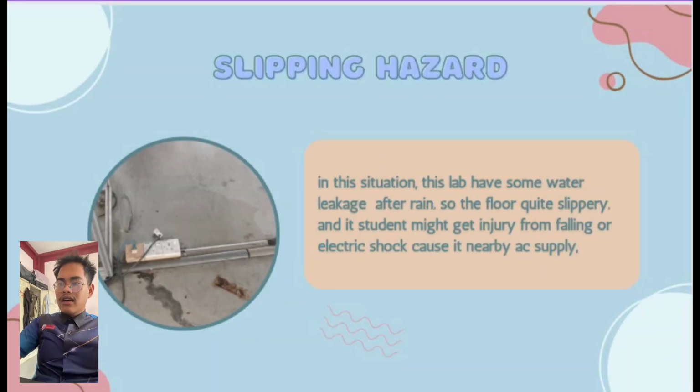Slipping hazard. In this situation, the lab has some water leakage after rain. So the floor is quite slippery, and a student might get injured from falling or from electric shock because it is near the AC supply.